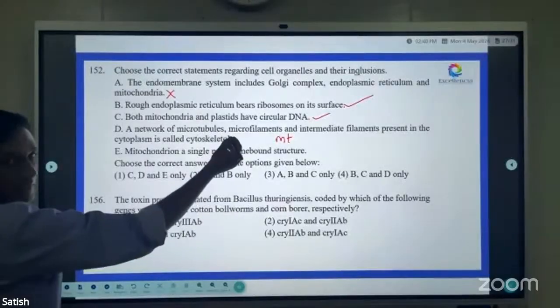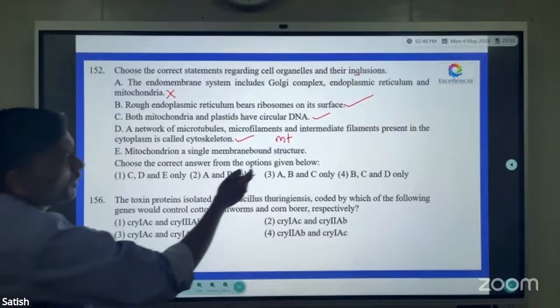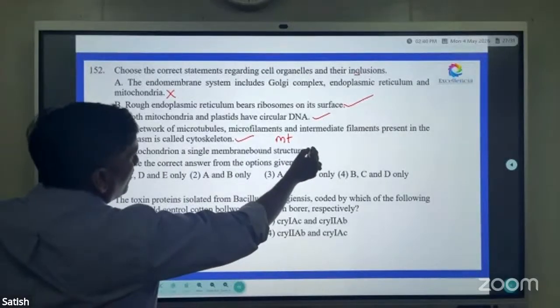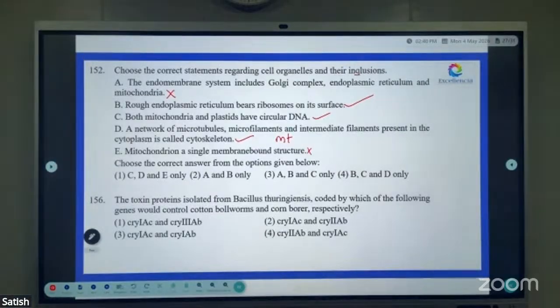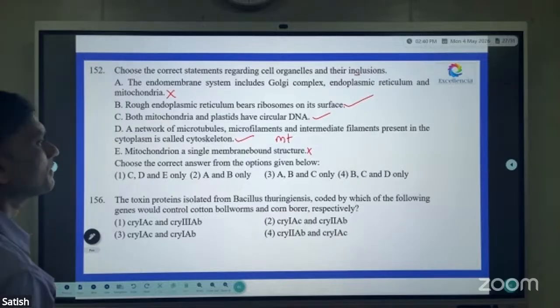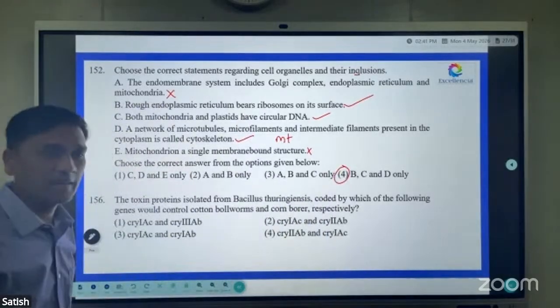So it's an elaborated proteinaceous network. So D is correct. Mitochondria is a single membrane bound structure. Wrong statement. It's a double membrane bound cell organelle. So the correct option for this question is B, C, and D only. Fourth option is the right answer.